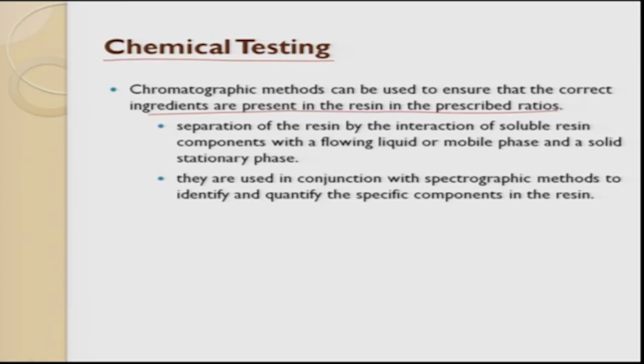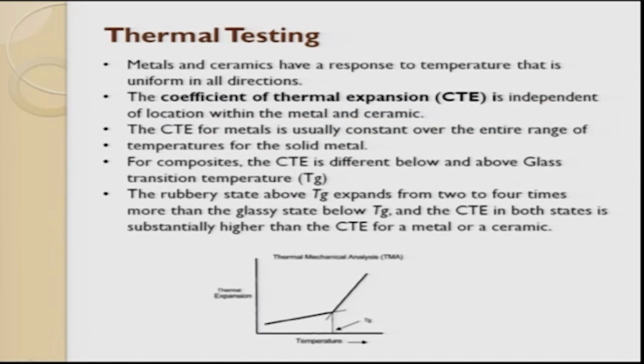For example, if you take metals, you can do XRD. For this we try to do a compositional analysis, and then we also see what the functional groups are, how they are responding, and other things. So we can do separation of resin by interaction of soluble resin components with a flowing liquid, or a mobile phase, over a solid stationary phase. They are used in conjunction with spectrographic methods to identify and quantify the specific components in resin.